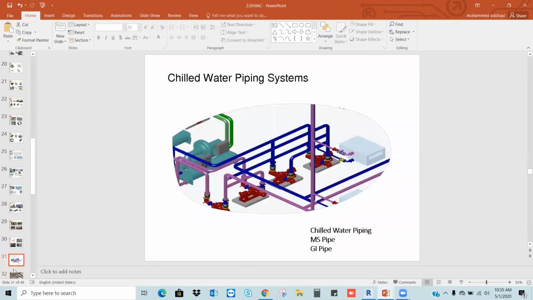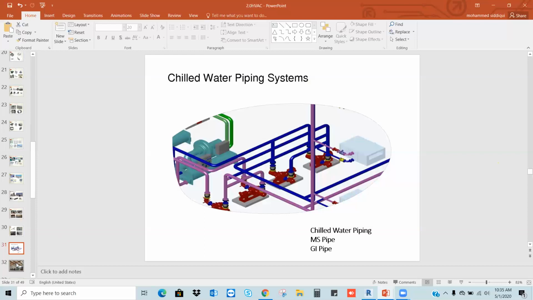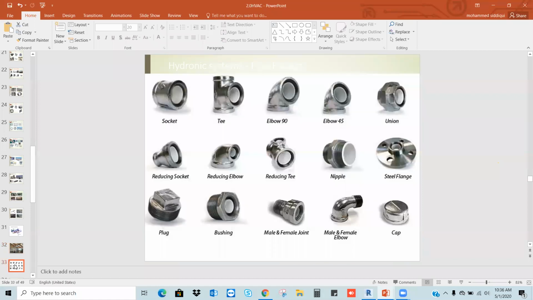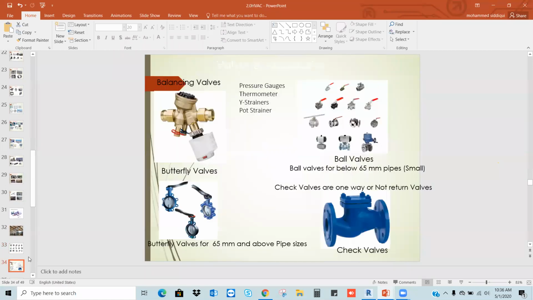Okay. Then we have the piping system, from the chiller to how we are going to connect to the air conditioning system. Same like the duct, we use the pipes. For the pipes also, we have all kinds of fittings, T-fittings, elbows, and all those things. We will discuss step by step. This is just to understand the concept. These are the accessories. Accessories are nothing but the valves.